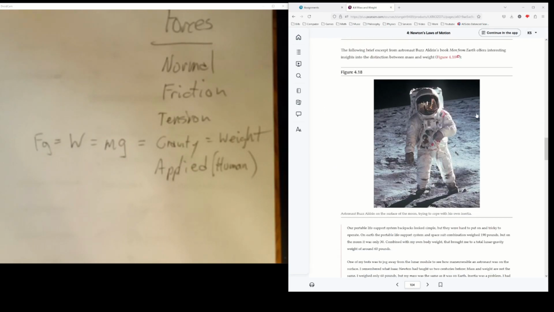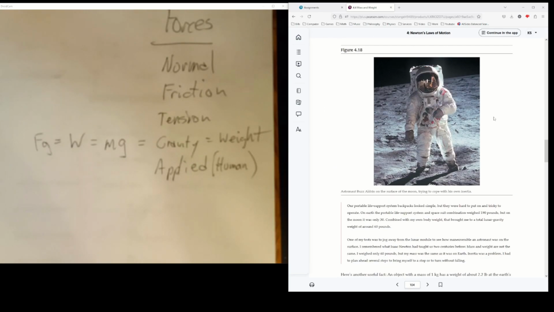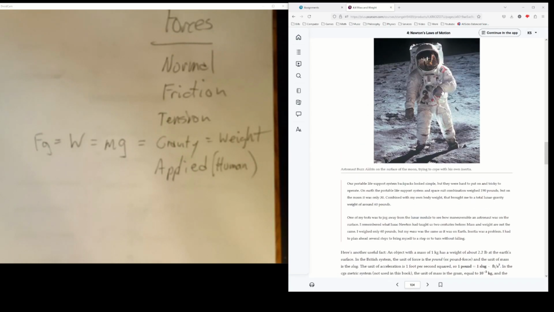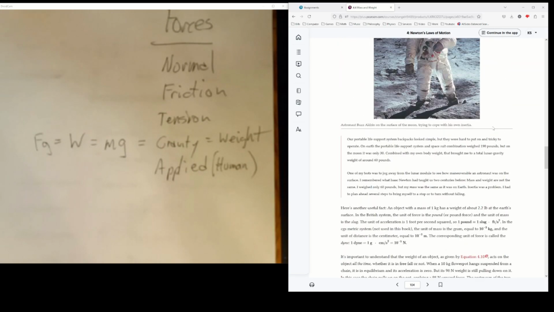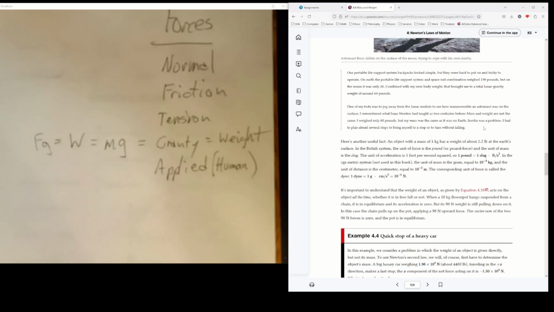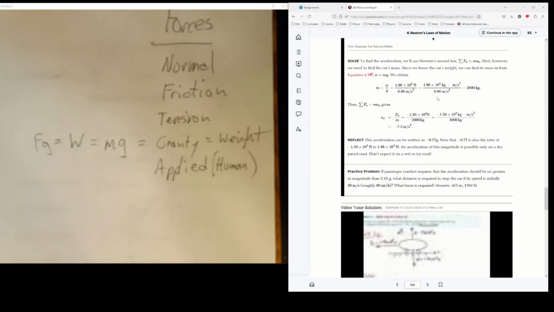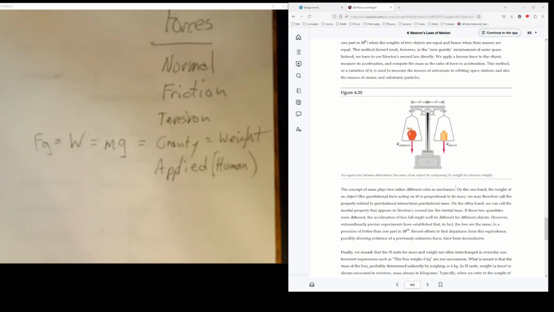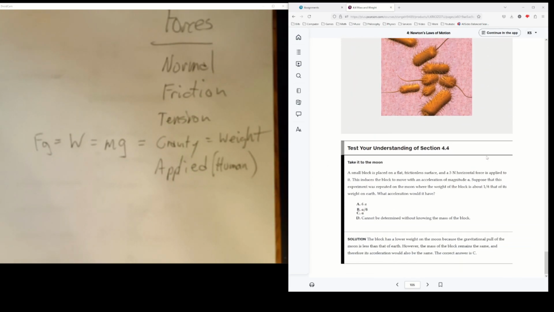And is there anything else? Oh, there's a picture of Buzz in a room. I actually like this picture a lot. I have this poster actually in one of my rooms, because I think that picture is really cool. Just standing on the moon there. And we'll get into some more problems here that they're just giving examples of. And like I said, I will go through the homework problems, which I will do right now.